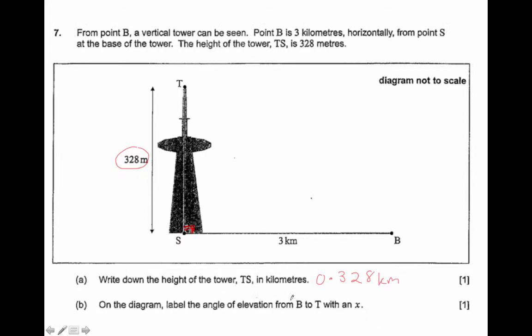On the diagram, label the angle of elevation from B to T. So imagine you're standing here and you're looking up to T. Then the angle that your head would turn through is the angle of elevation. So it's that angle there, and it needed to be marked with an X, 1 mark.